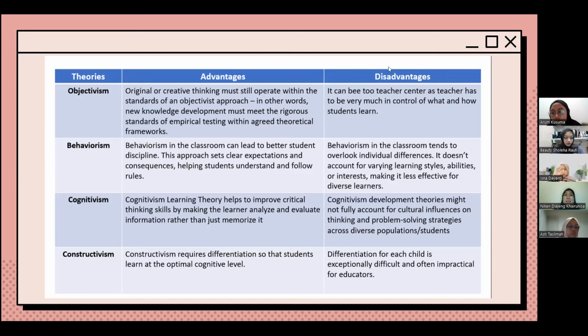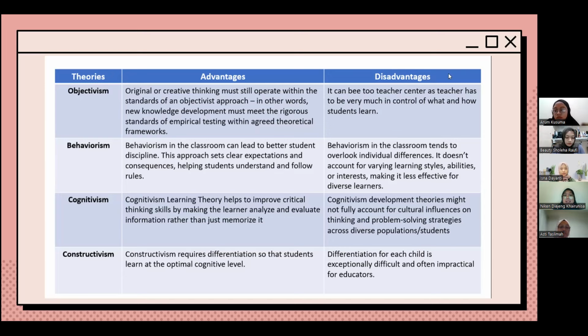And the advantages of behaviorism, that behaviorism in the classroom can lead to better student discipline. This approach sets clear expectations and consequences, helping students understand and follow the rules. However, for the disadvantages, behaviorism in the classroom tends to overlook individual differences. It doesn't account for varying learning styles, abilities, or interests, making it less effective for diverse learners.